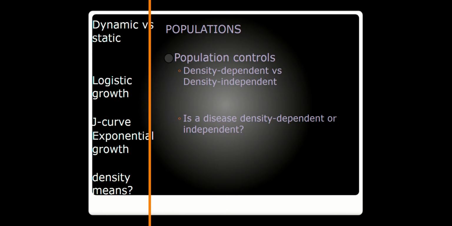Density independent, I'll give you one example and I'll have you go through some more, would be a fire that burns down a forest. Doesn't matter how many frogs or toads there were on the ground. If they burn, they all burn together. It's not because there are more of them that the fire has a different effect. So that's a density independent population control, and it does limit population.